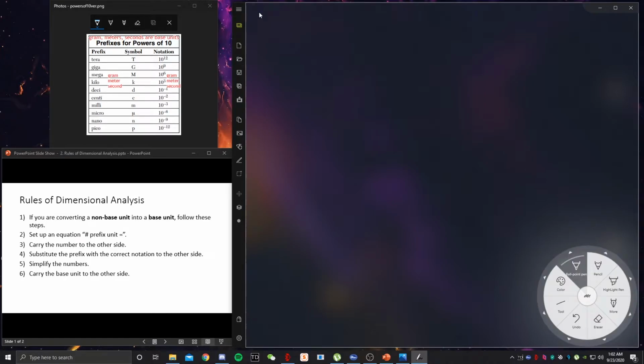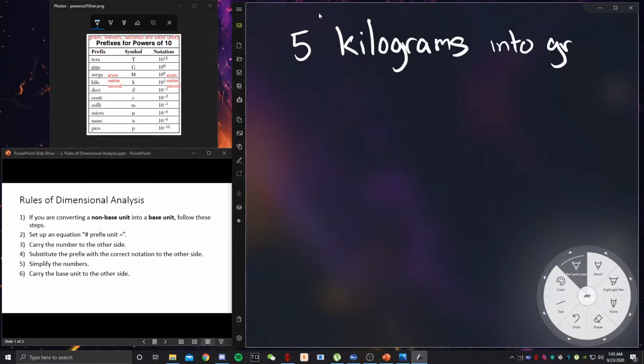So unit conversion is called dimensional analysis. Let's say I want to convert 5 kilograms into grams. Well, I'm going to start with these rules. If you are converting a non-base unit, which is kilograms, into a base unit, which is grams, right? So grams, meters, and seconds are base units. Then we follow these steps.